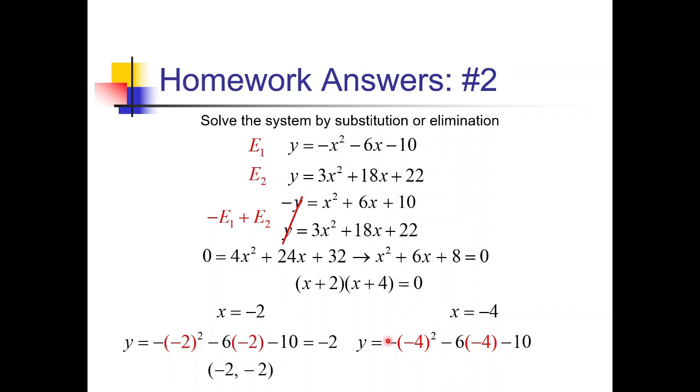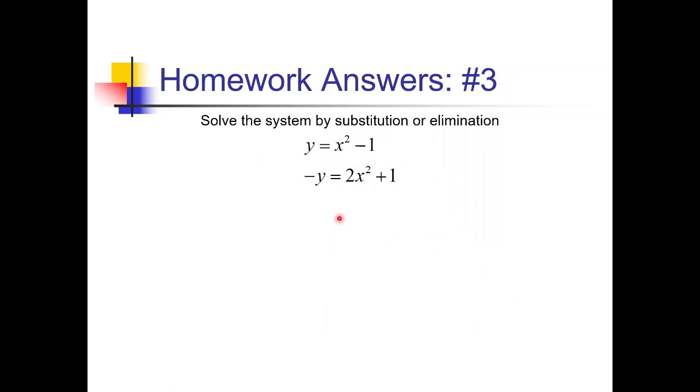Plugging that into this negative x squared equation, let's see what comes out of that. So this is going to be negative 16 plus 24. That's going to be positive 8. 8 minus 10 is going to give me negative 2 again. Well, that's interesting. So we have negative 4 comma negative 2 as well. So those are our two solutions.